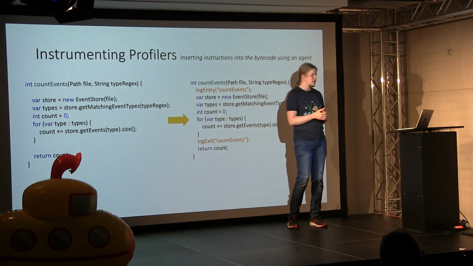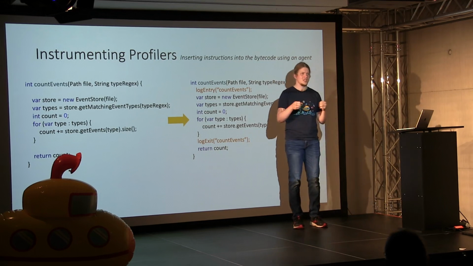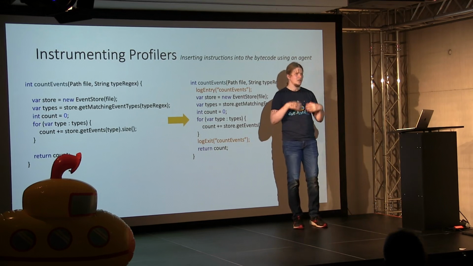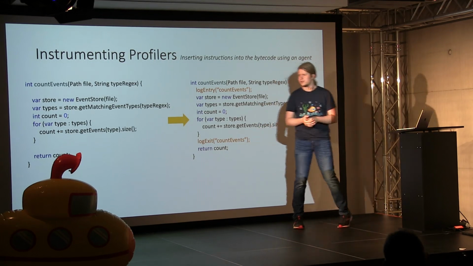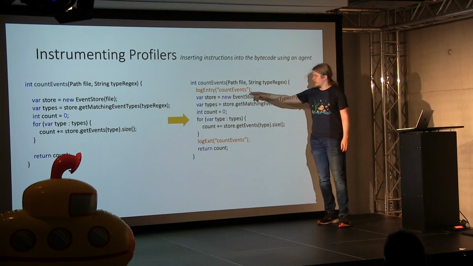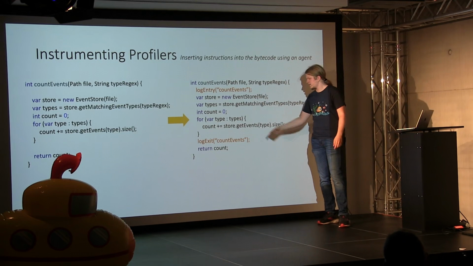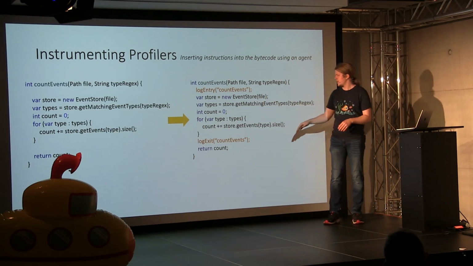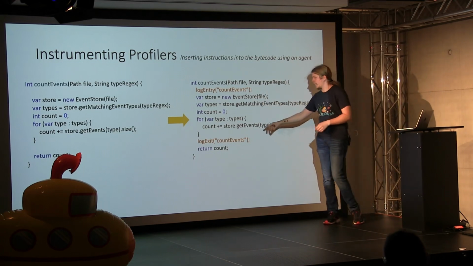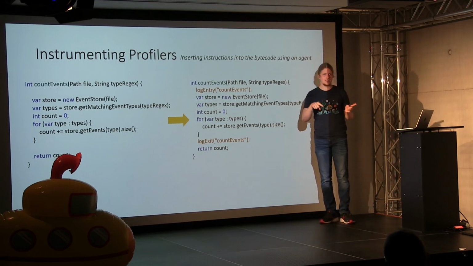The first type is instrumenting profilers. Essentially, you're telling the profiler to just insert some instructions. It usually uses a Java agent, which can automatically modify bytecode. So when we have our count events method, it adds at the beginning a log entry and says, "Hi, I'm starting with this method count events," and then on exit it tells some library behind, "I'm ending with count events." This is pretty cool because it's quite accurate. You get every call of this method, every exit.